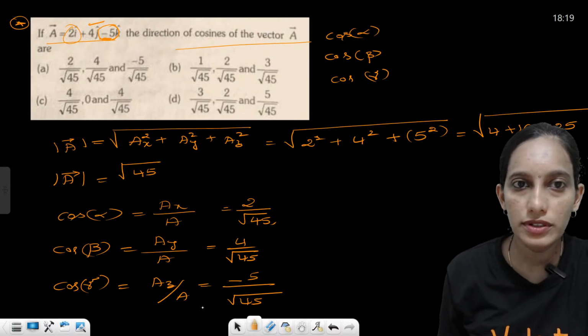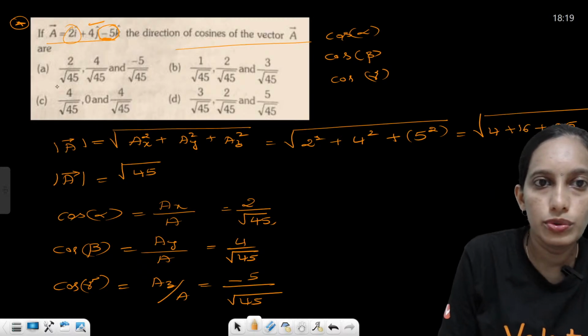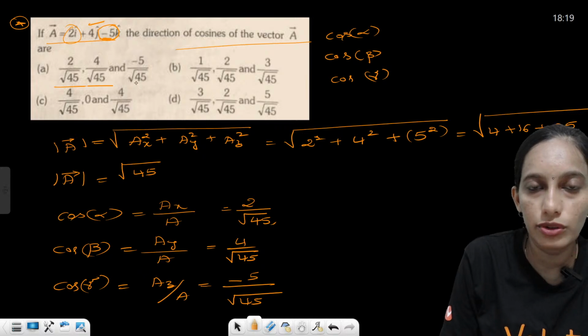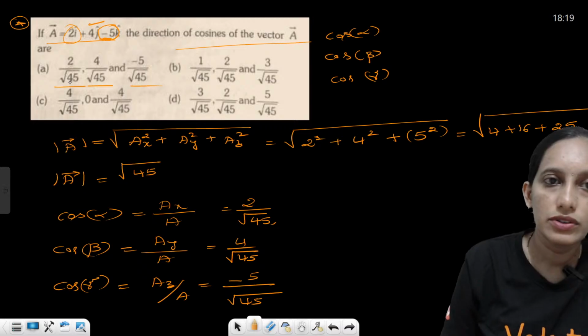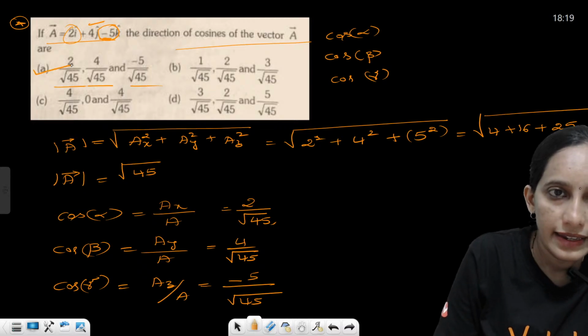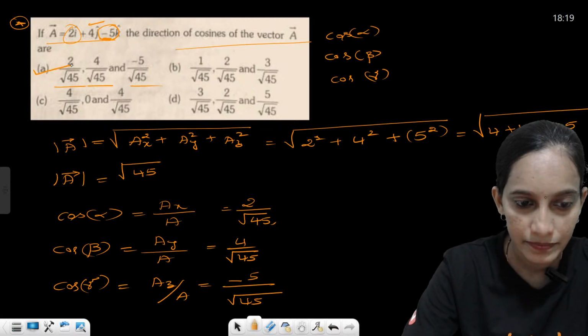Now if we observe the options, 2 by root 45, 4 by root 45, minus 5 by root 45, that is option A, which is the correct answer.